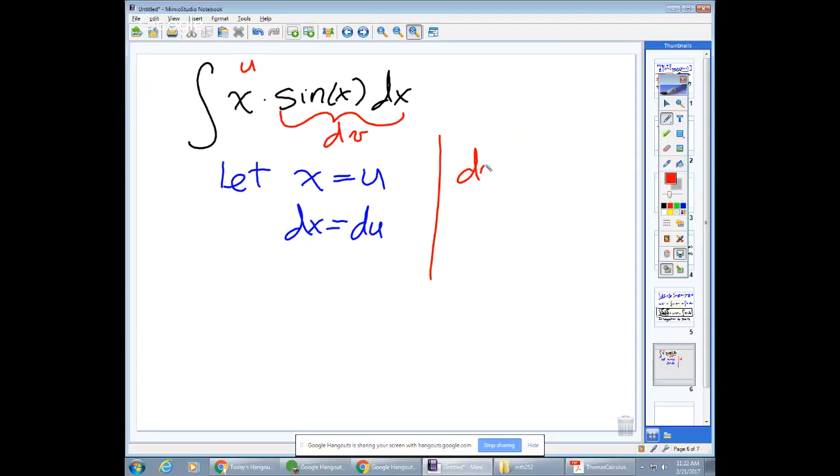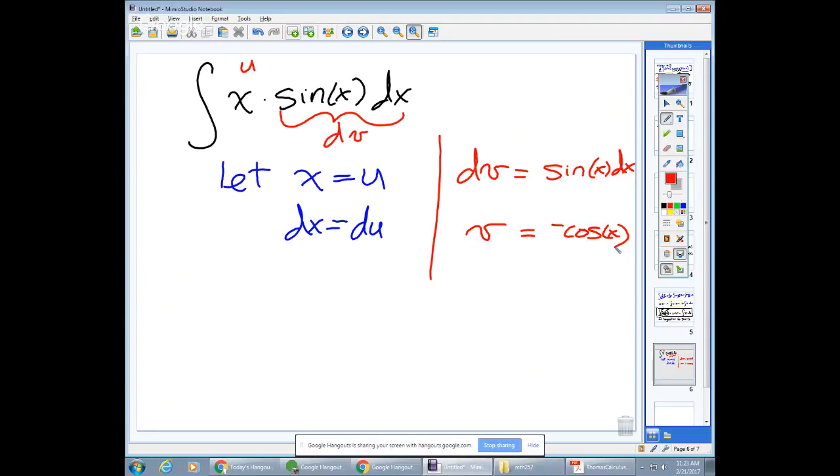So if I say dv is equal to the sine of x dx, and I integrate this with respect to x, what's the antiderivative for sine? Negative cosine? It is the negative cosine of x. So I can reverse engineer what v had to be.